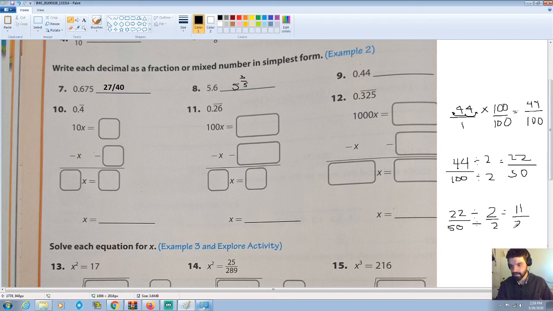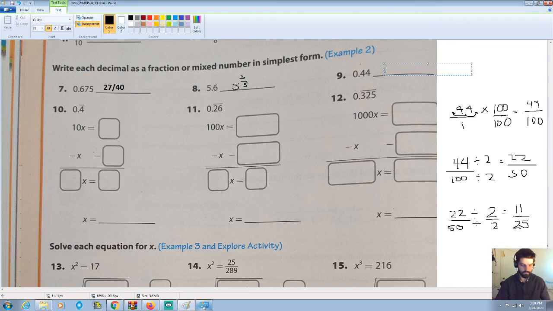And that is going to be the simplest fraction, because 11 is a prime number. Its only factors are 11 and 1. So 25 is not divisible by any of those numbers. So this is going to be our simplest fraction. So we're going to have 11 over 25.